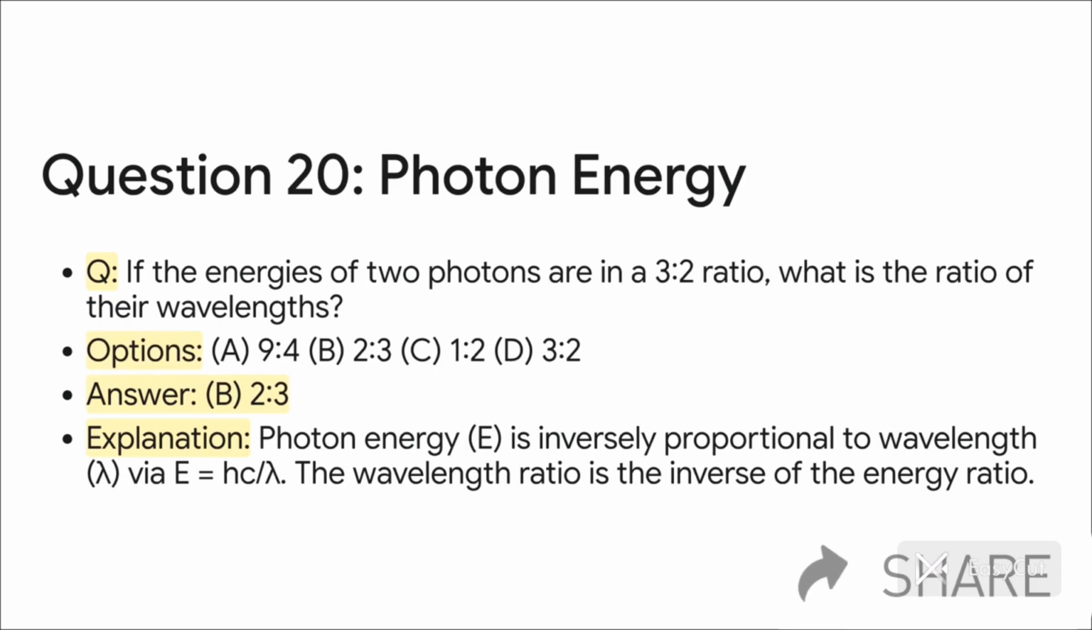And our final question, number 20. If the energies of 2 photons are in a 3-to-2 ratio, what's the ratio of their wavelengths? The correct answer is B, 2-to-3. This is based on a super important relationship in physics. A photon's energy is inversely proportional to its wavelength. They're like a seesaw. When one goes up, the other has to go down. So if the energy ratio is 3-to-2, the wavelength ratio is just the inverse, 2-to-3.